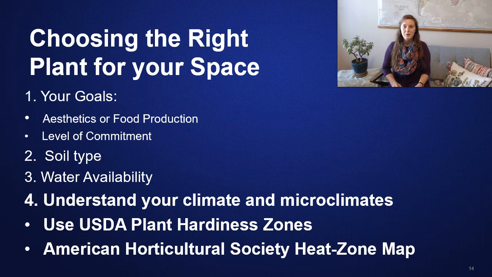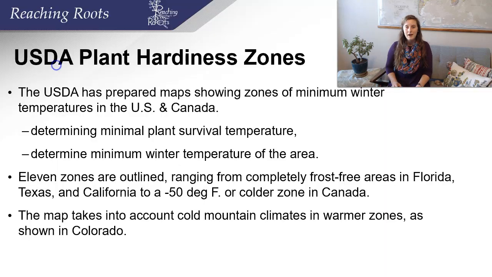That being said, you might want to grow a plant that will produce fruit or vegetable. You'll also want to consider your soil type and your water availability in your region. Then you'll want to understand your climate and your microclimates within your space. So we're going to go over two tools that will help you understand your climate. The first is the USDA Plant Hardiness Zone, and the second is the American Horticultural Society Heat Zone Map.